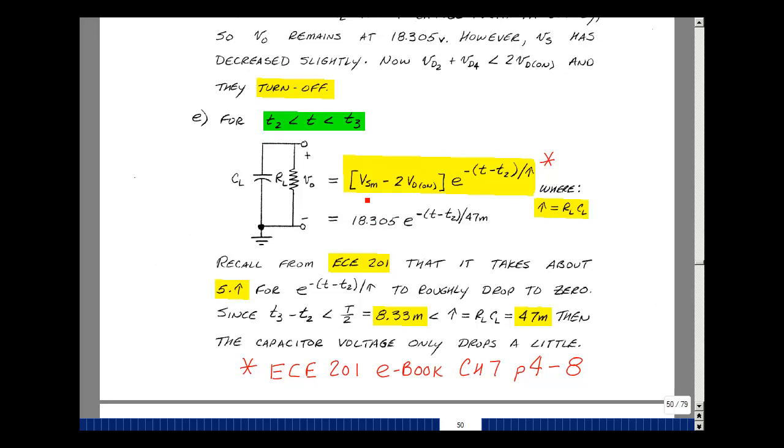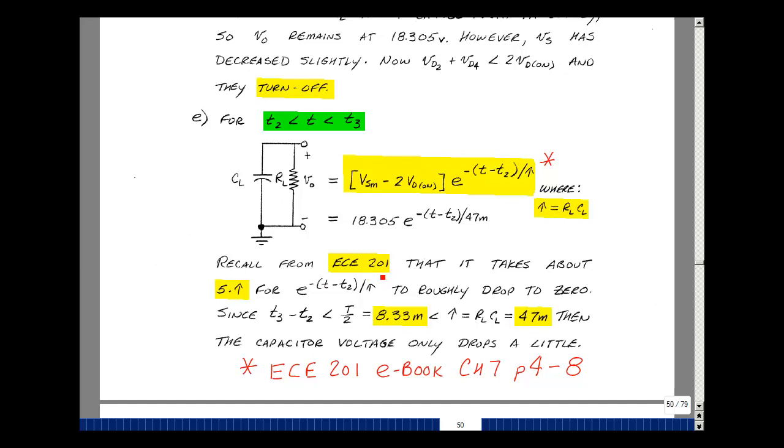One of the formulas we can derive is that the voltage across the capacitor at the initial condition, which was V sub Sm minus 2 diode drops, in this case 18.305, is multiplied by an exponential that starts out at, in this case, T2, and then as t increases compared to T2, we begin to exponentially decay, based upon the time constant, which is R sub L times C sub L.